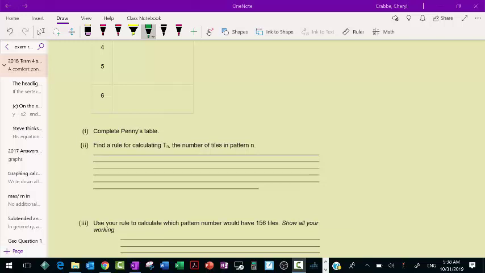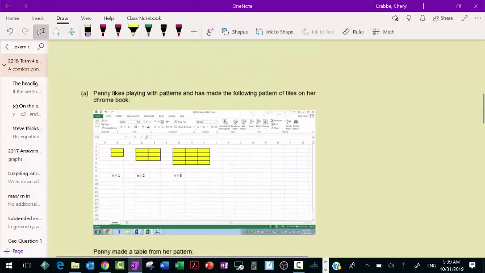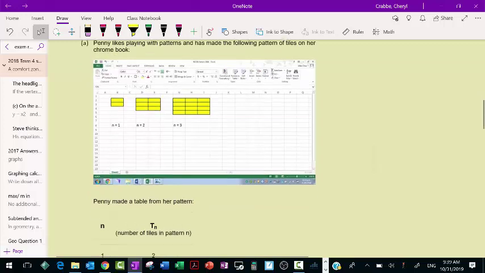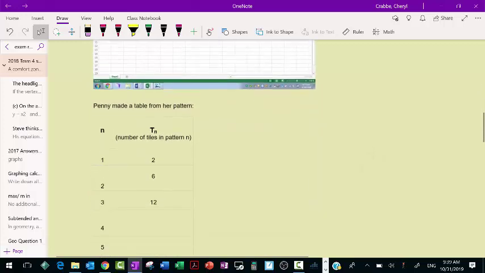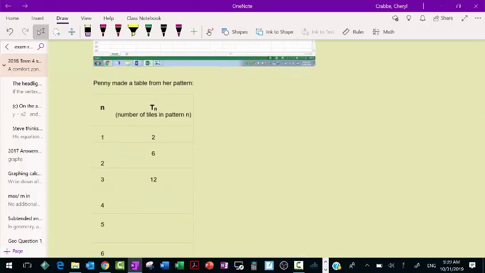Okay, we're going to do the 2018 paper, and we're going to do the last question B about Penny and her pattern and so on that she's doing. So the very first thing is we've got to complete the table, which is what we would normally do anyway. So they've done a few of the patterns for us. We just have to finish it off.